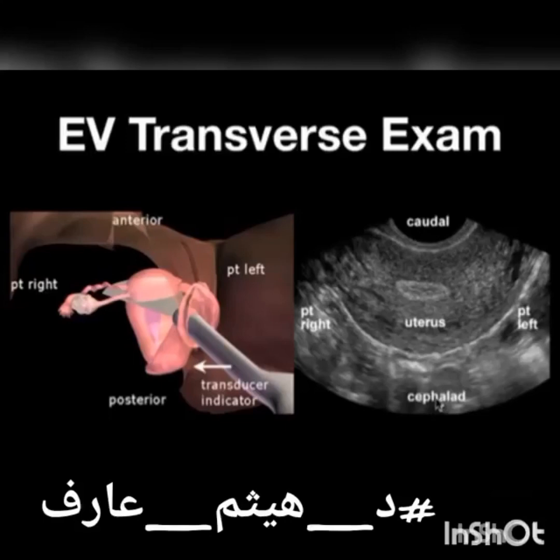The transducer is shooting the beam up towards the patient's head, so this is going to be cephalad. This is patient's right, and this is patient's left. Here you have a short axis view of the uterus. You've got the surrounding myometrium, and here you can see the centrally located endometrium.